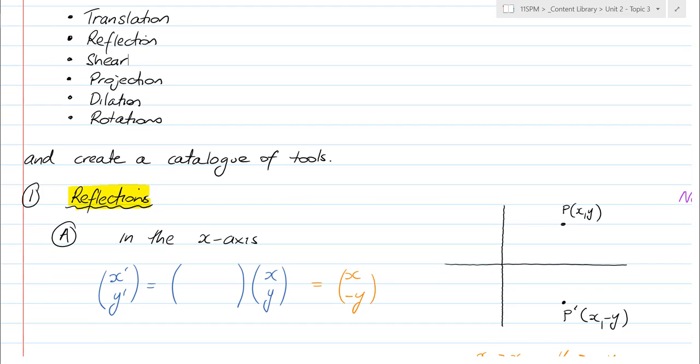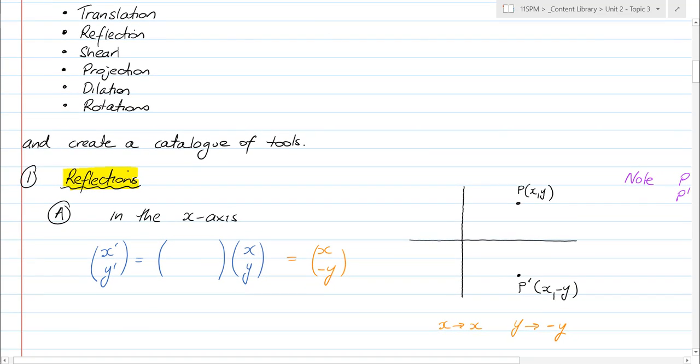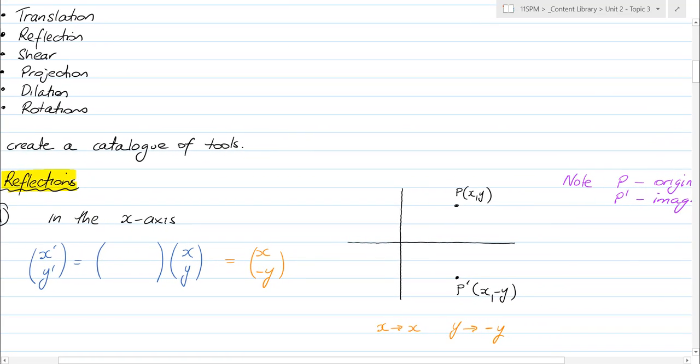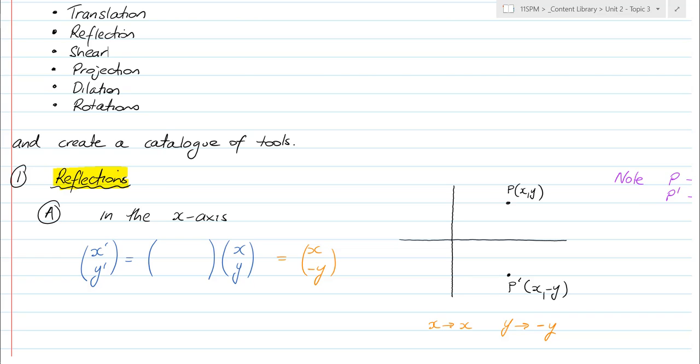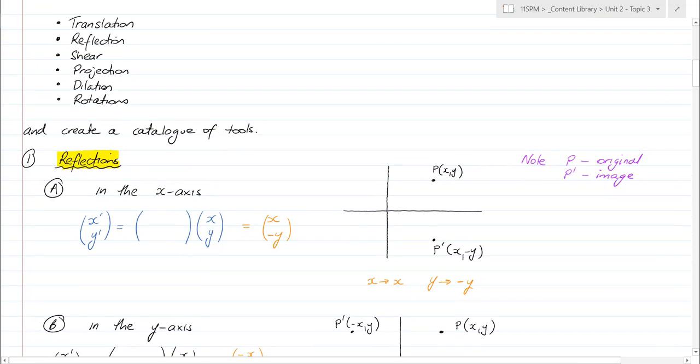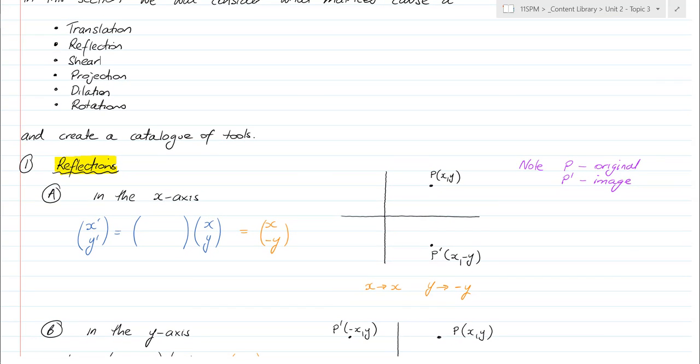So starting with a simple reflection, there's my first example. I'm going to zoom out a little bit more. There we go. So we've got a couple of notes. First of all, P, the first point, is our original, P dash is our image. We talked about that last lesson. And so we have P and P dash.